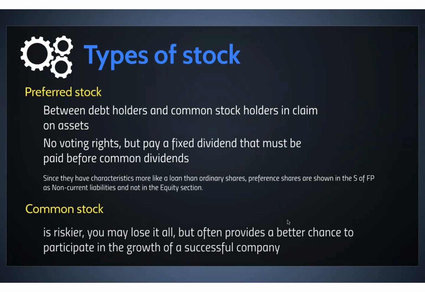So we show preferred stock as a liability, preferred stock as a long-term liability, not as equity, and preferred dividends as an interest expense. Common stock always shown in the equity section.